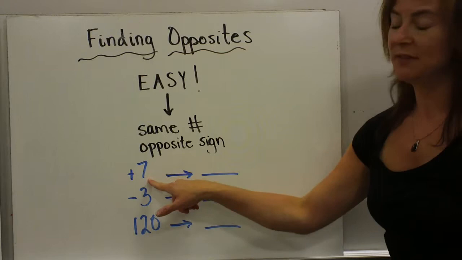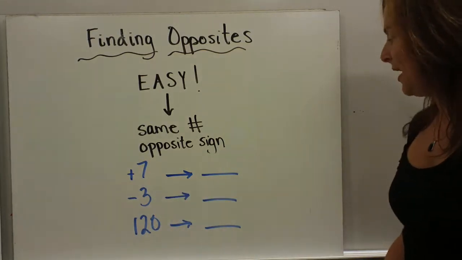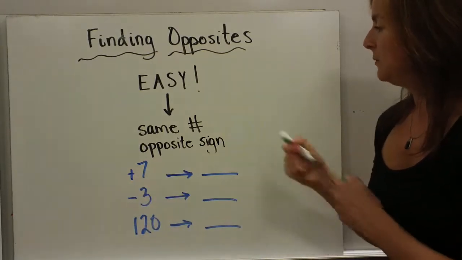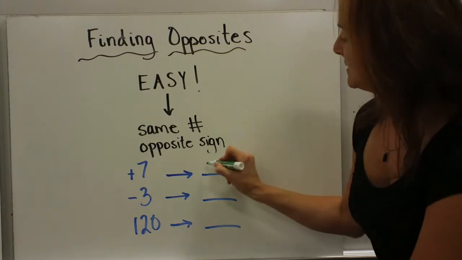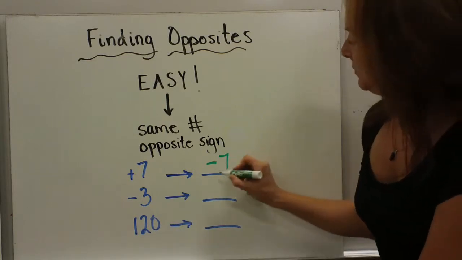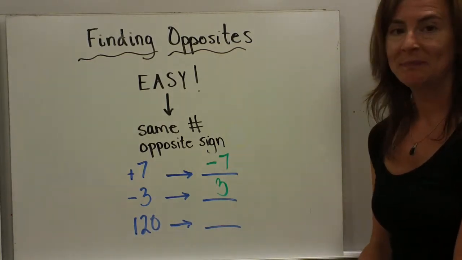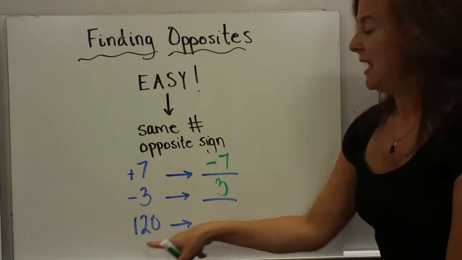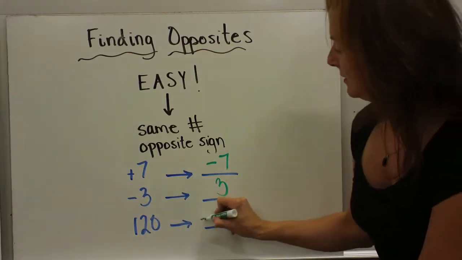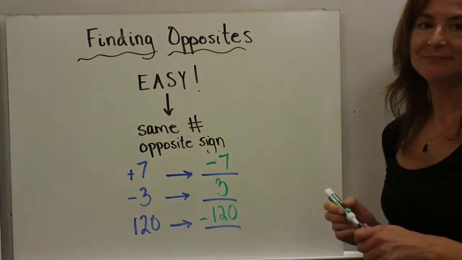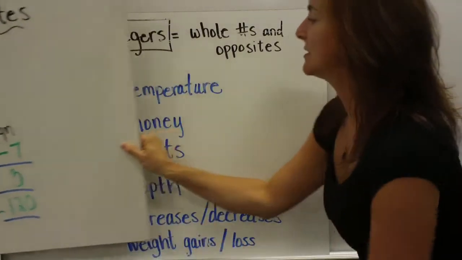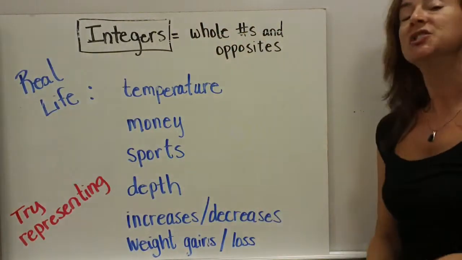So on your notes page, let's fill in some examples. If you had a +7, in this case, I did indicate it with a positive sign, the opposite would be the same number, just the opposite sign. So it would be a -7. The opposite of a -3 would be a +3. 120 has no sign in front of it, therefore we know that it's positive, and the opposite of 120 would be -120.